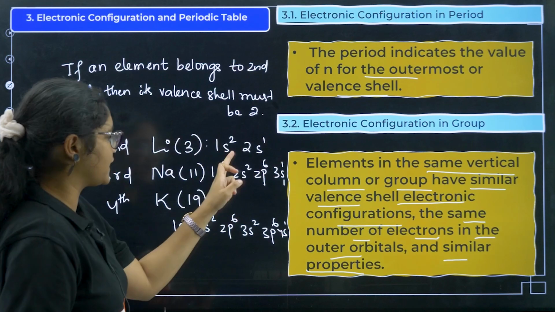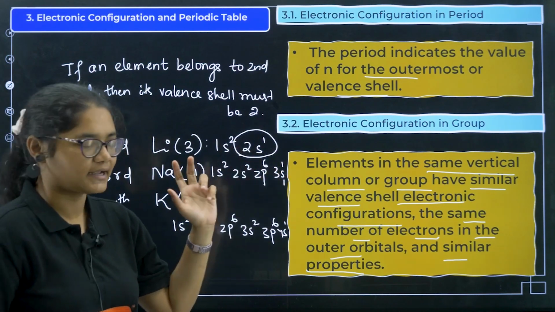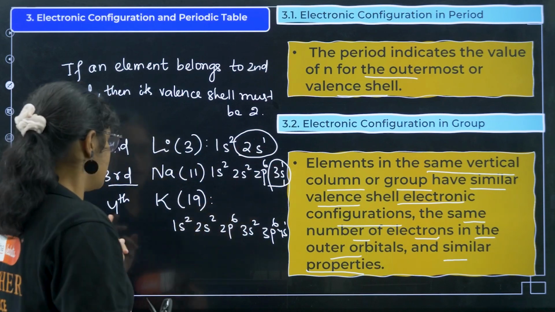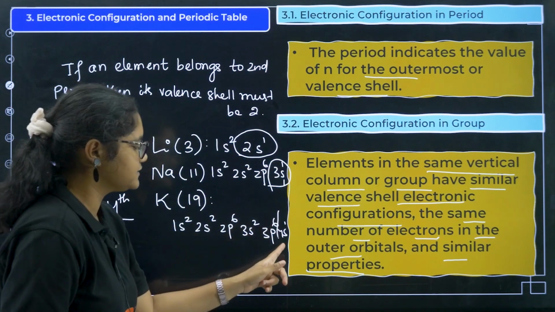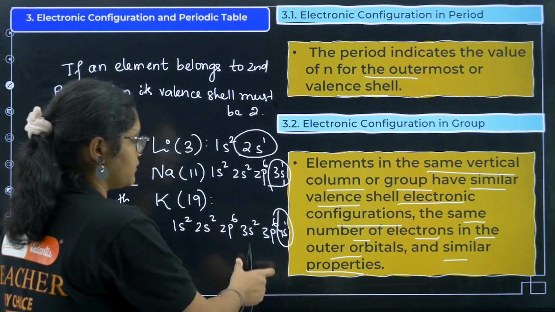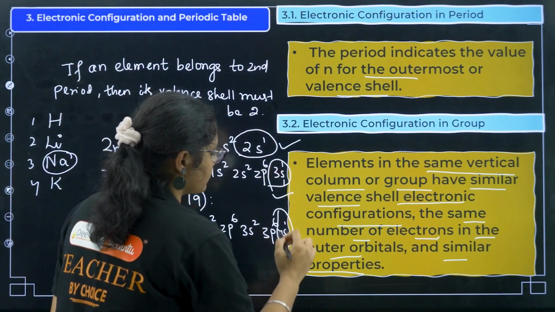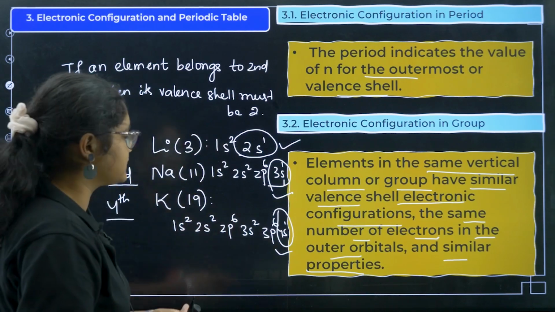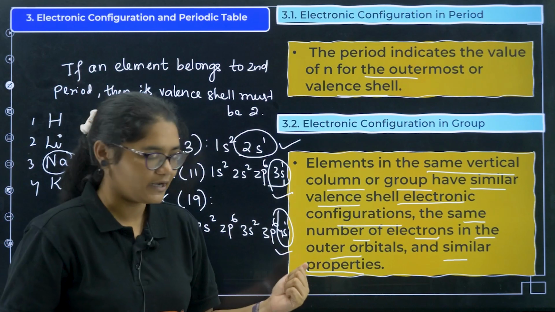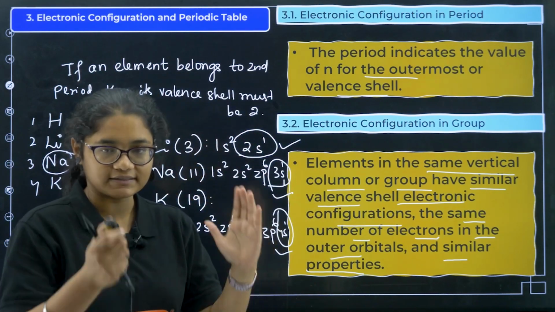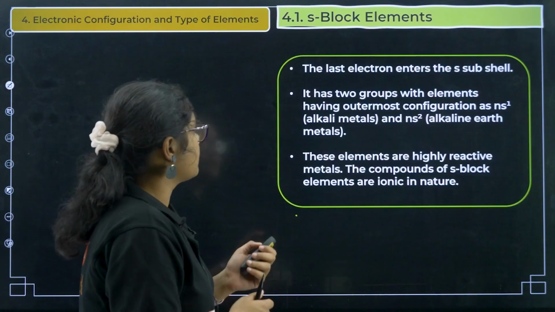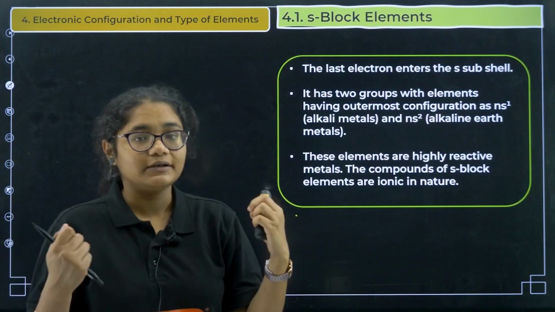This element belongs to the second period, so its last electron is in the second shell. This element belongs to the third period, so its last electron is in the third shell. This element belongs to the fourth period, so its last electron is in the fourth shell. Now the question arises along the group. Along the group, the valence electronic configurations are similar, that is, they have only 1 electron in their last shell: 2s, 3s, 4s. So that is why their chemical properties down the group will be the same. Clear?